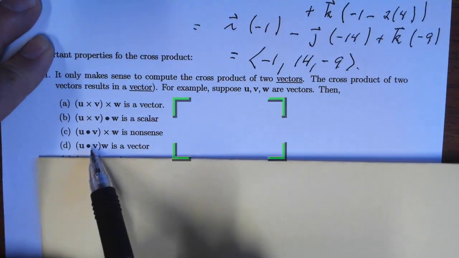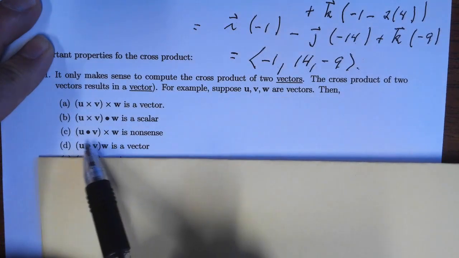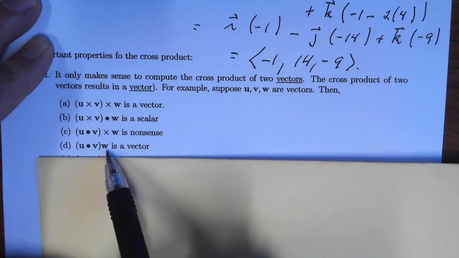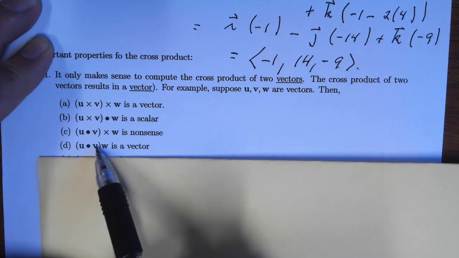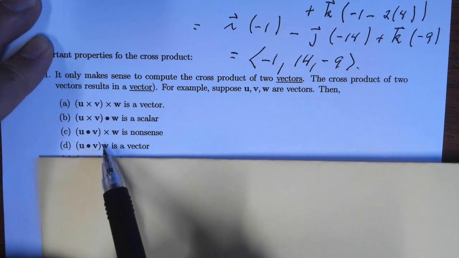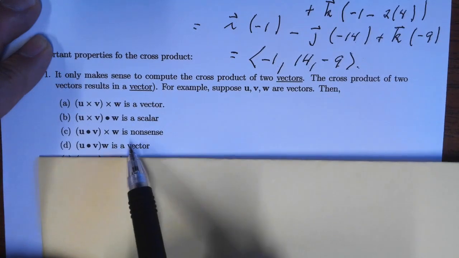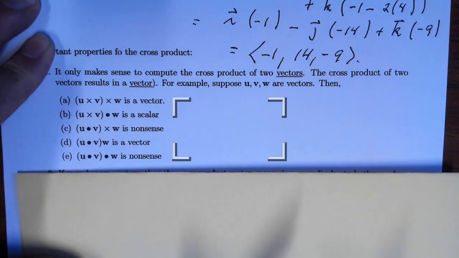Let's take a look at this. U dot V, and then this quantity is multiplied by W. Now U dot V is a number. So we're taking a number and we're simply multiplying it by W, which is going to stretch it or shrink it. So this will be a vector.